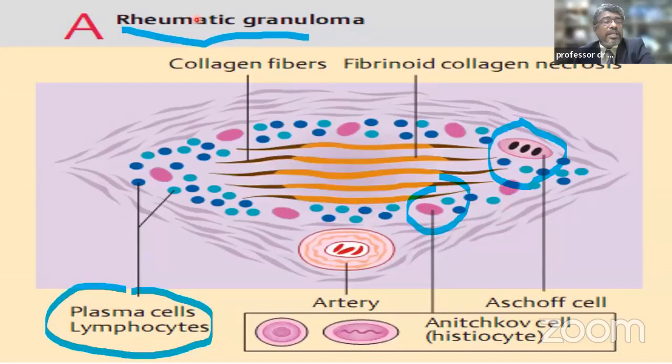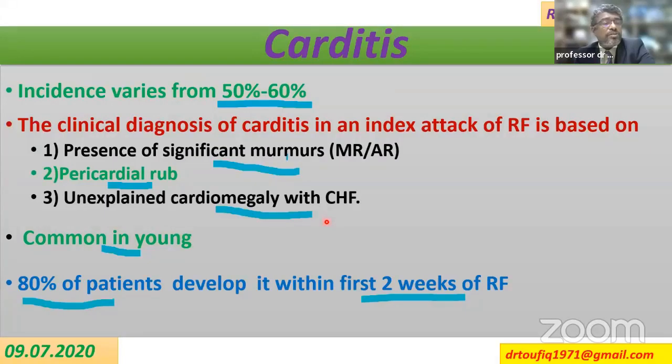And this is the rheumatic granuloma, the Aschoff nodule. Usually there are plasma cells and lymphocytes, collagen fibers, and fibrinoid collagen necrosis. There is an Aschoff cell also present. There may be Anitschkow cells, that is histiocytes, also present within this rheumatic nodule.